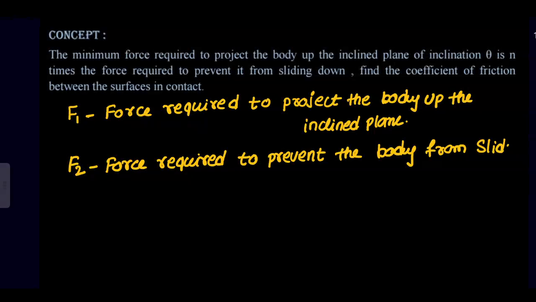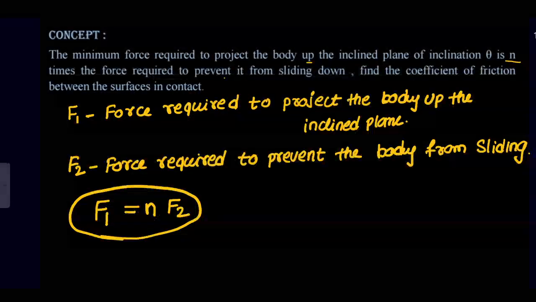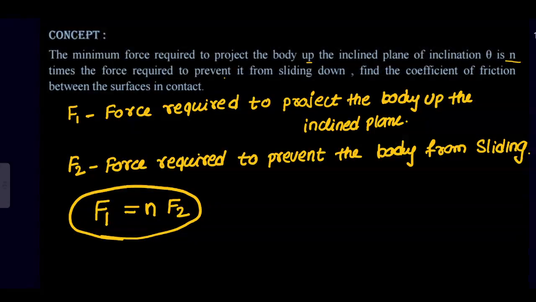Now what is the relation between them that is given, tell me. The minimum force required to project the body up the inclined plane is n times the force required to prevent it. That means the force required is F1. F1 is how much they are saying here? N times the force required to prevent it. F1 equals n times F2. Yes or no? Now from this we need to get the mu value, the coefficient of friction is required.